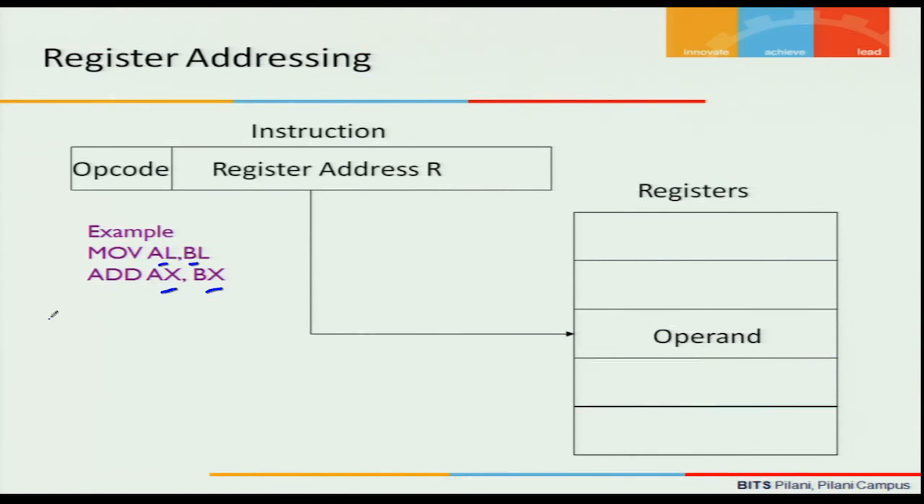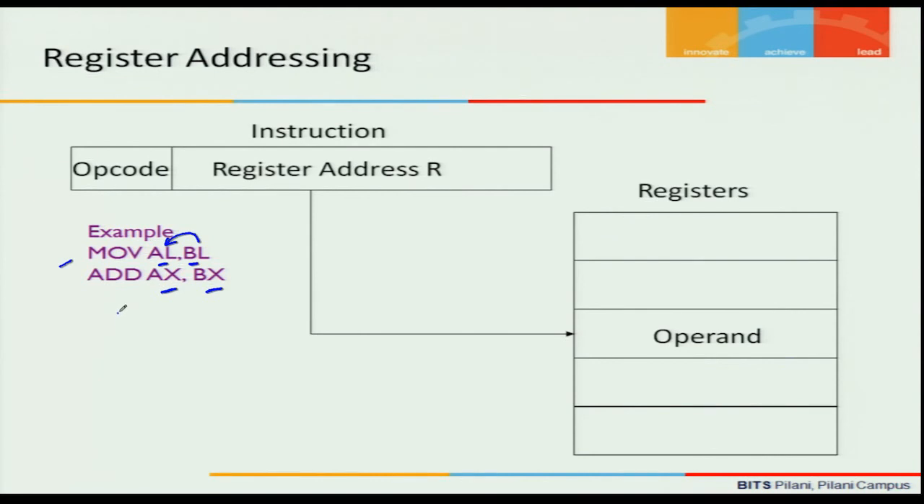So if the operands on which you are operating are in the registers itself, then we say that the addressing mode is register addressing mode. For example, MOV AL, BL is an instruction which moves the content of the BL register to another register, which is the AL register.